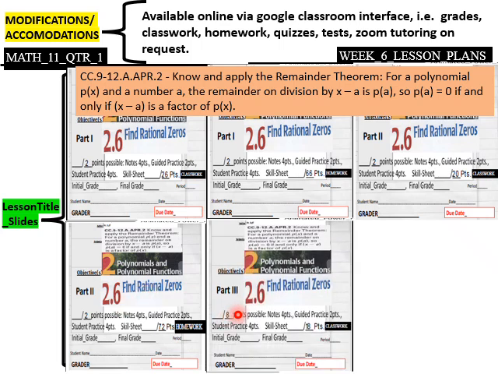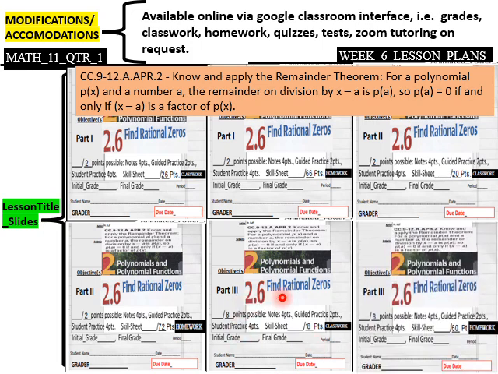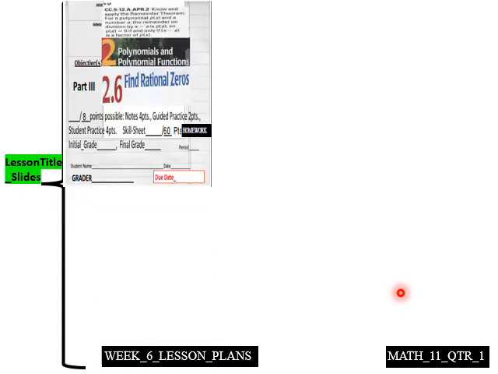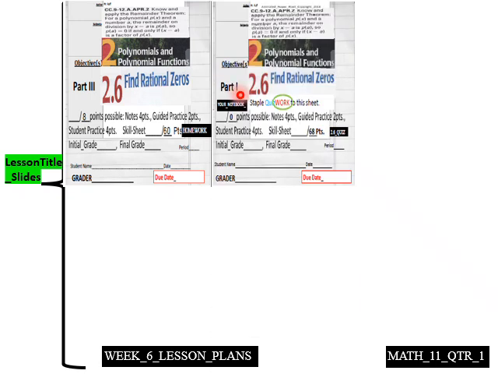And then part 3 classwork is 18 points, 8 points in note taking. Part 3 2.6, find rational zeros. Then part 3 homework for 2.6 is 60 points, find rational zeros. Then we go to our 2.6 quiz, 68 points here for 2.6, find rational zero quiz.